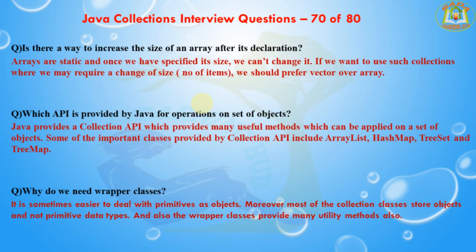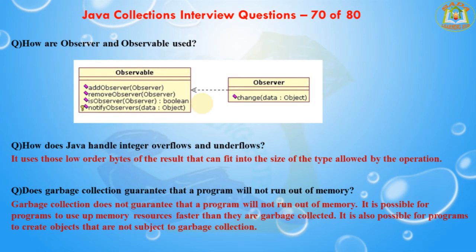The next question is, how are observer and observable used? Objects that subclass the observable class maintain a list of observers. When an observable object is updated, it invokes the update method of each of its observers to notify the observers that it may change its state.